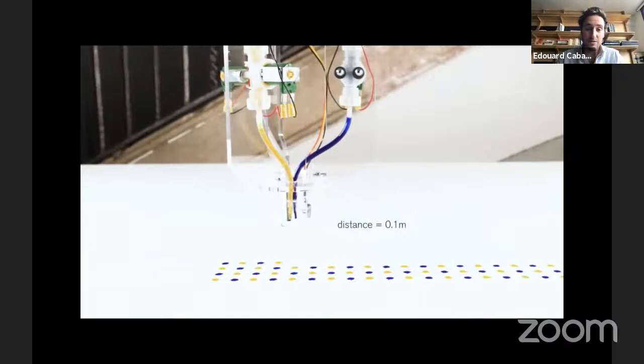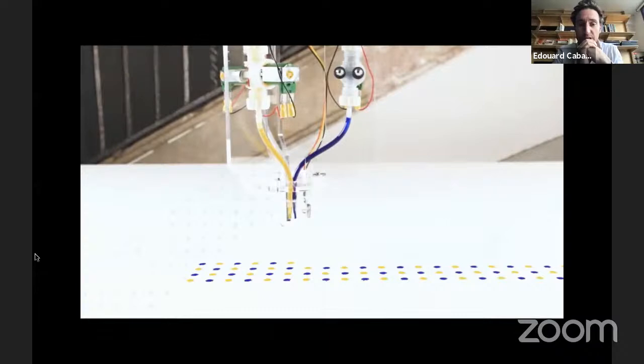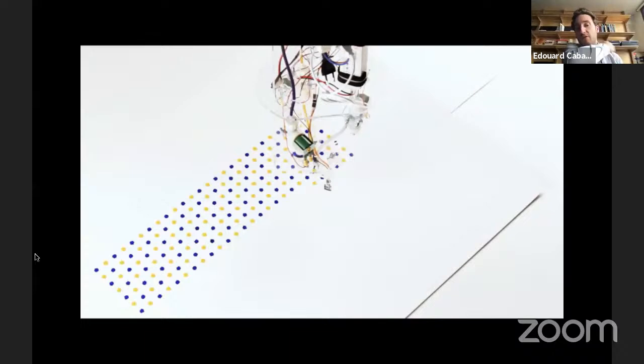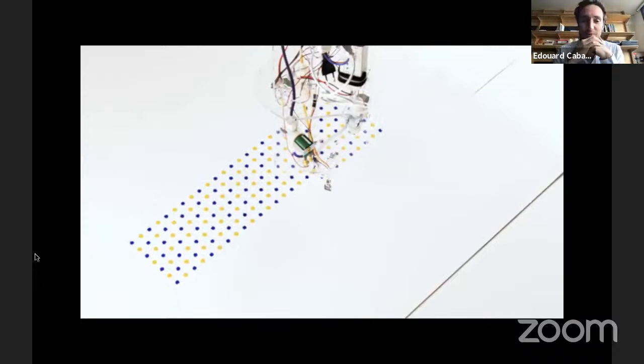Here you see the extruder is very close to the page, but then in a moment, we're going to bring the extruder further up. And what will happen is that the droplet will have a larger impact. When it splashes on the page, its footprint will become bigger.